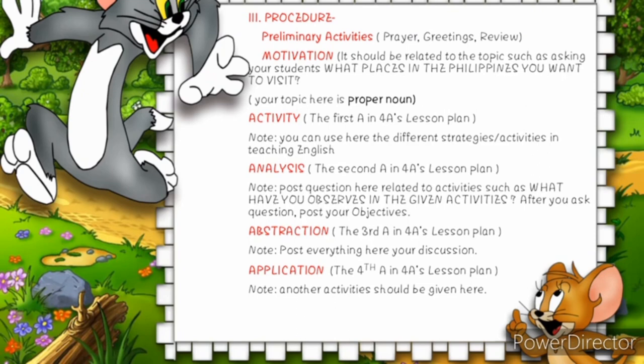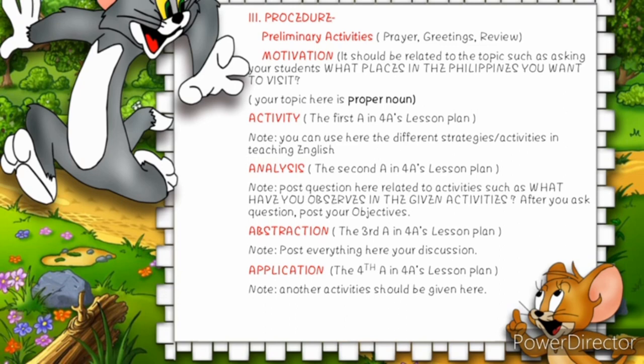The third A is abstraction. What will you see here? The content of your discussion. Like for example, if your topic is proper and common noun, then everything under proper and common noun, you put the definition and its examples. That's all. Then the fourth A is application.